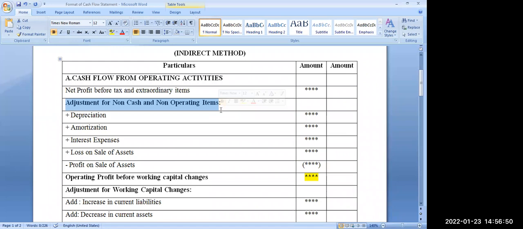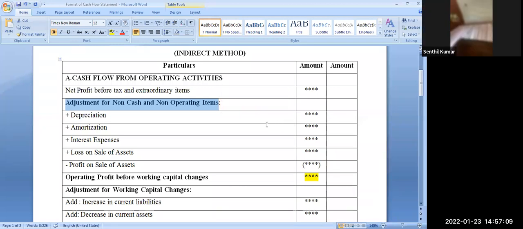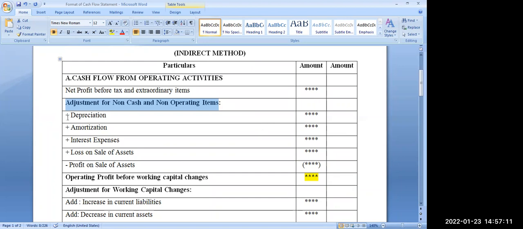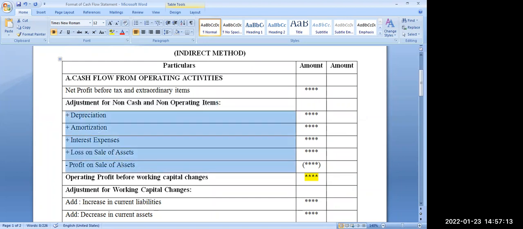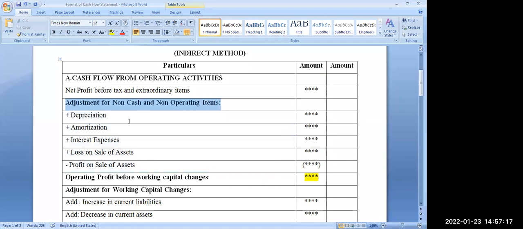But actually interest is not an operating expense. It is a cash expense, no doubt. But it is not an operating expense. Interest is a financing activity. Interest is an item of financing activity. It was already minus to calculate the profit, so we are adding back. So like that, any items are like that. If any items are like that in the profit and loss account, you have to do adjustment for that. Adjustment for non-cash and non-operating items.